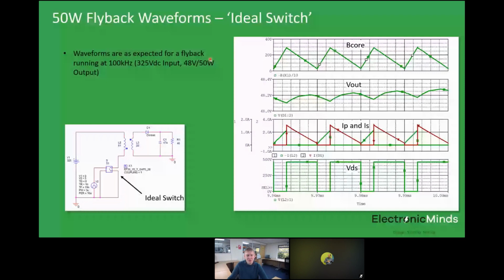And you can see here, we can probe and look at the core flux density. The core flux density is running in continuous conduction mode, so it never quite gets to zero. It peaks at about 290 millitesla, which is fine. This is an N87 material, so 290 milliteslas is well within its operating range.